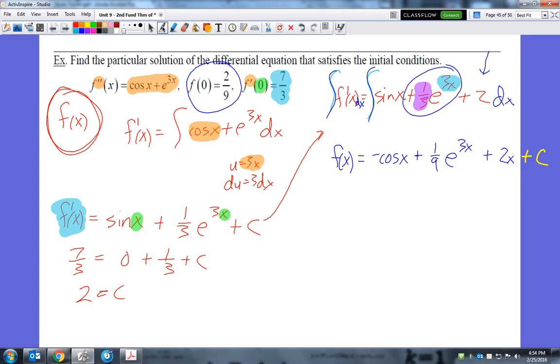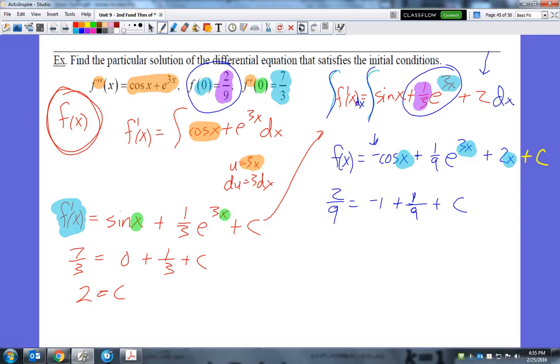So our output is now going to be 2/9. So we'll put 2/9 is equal to, again, we're going to plug in 0 right here and right here and here. So the cosine of 0 is 1, but it has a negative coefficient, so it's negative 1. e to the 0 is 1, so it's plus 1/9 plus 0 plus c. So I don't even have to write that 0. I could just say plus c.